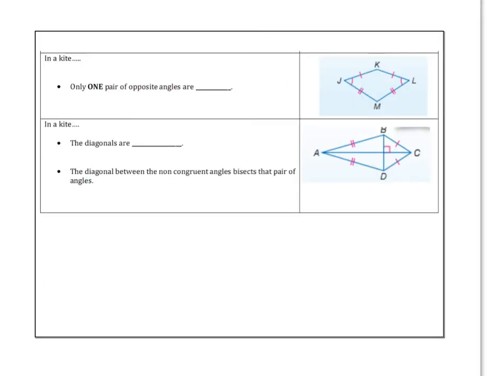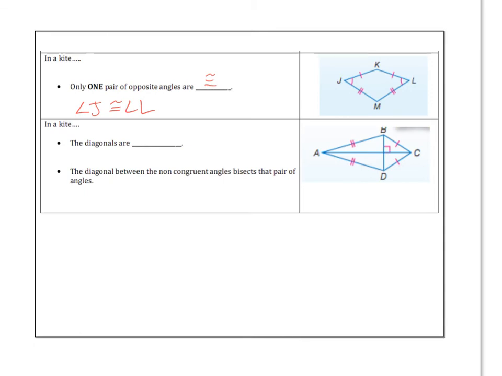Now, kites are kind of different. In a kite, only 1 pair of opposite angles are congruent. So in a kite, K and M, in this picture over here on the right, are not congruent, but angle J is congruent to angle L. So it's basically where the non-congruent sides meet. At those angles, you'll get congruent angles.